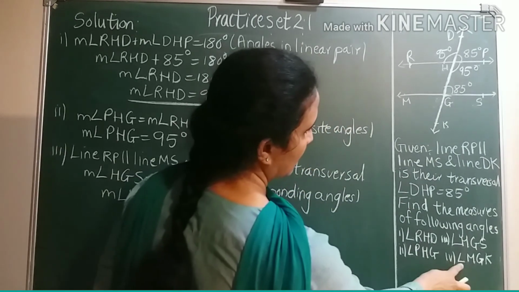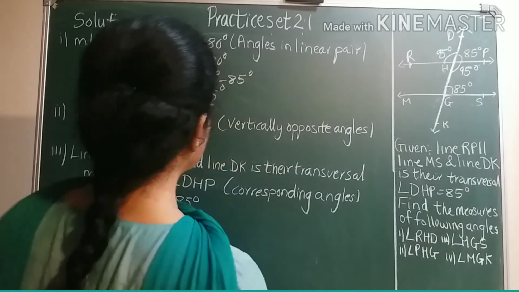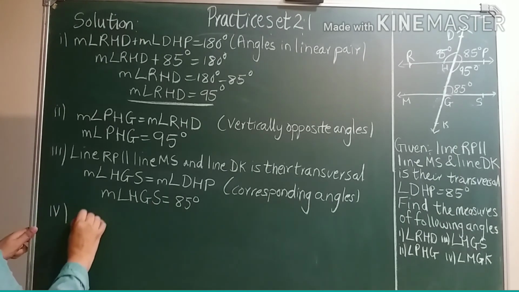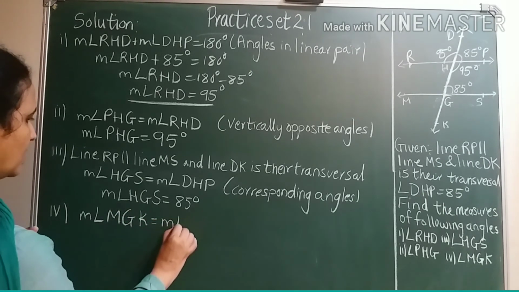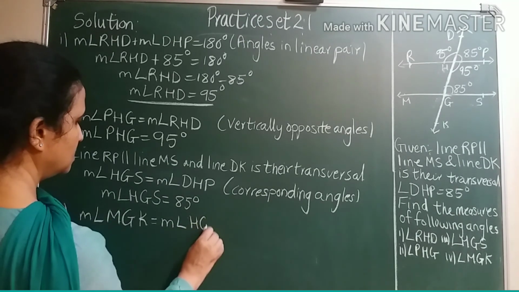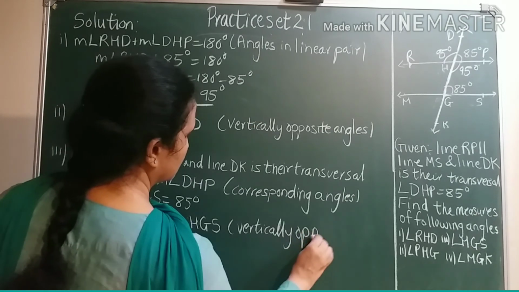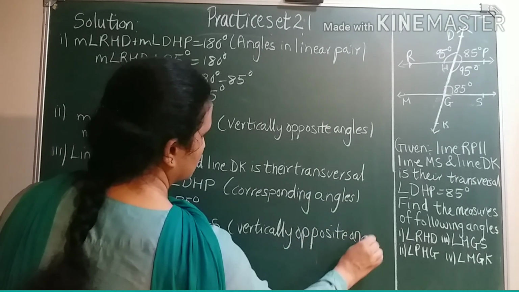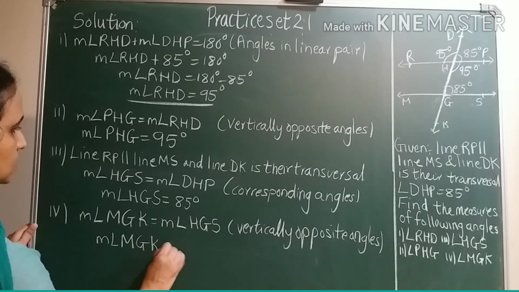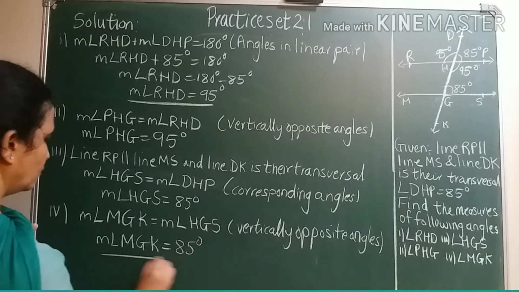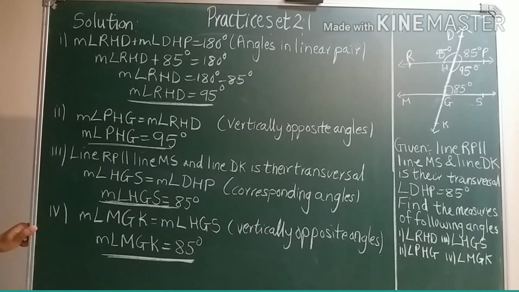Now the last question they have asked is angle MGK. Angle MGK and angle HGS are vertically opposite angles. So measure of angle MGK is equal to measure of angle HGS. Reason: vertically opposite angles. So measure of angle MGK is equal to 85 degrees. So fourth answer. This is your third angle. This is your second angle. You copy down this sum in your classwork book.